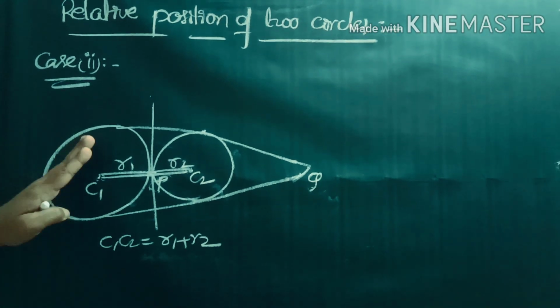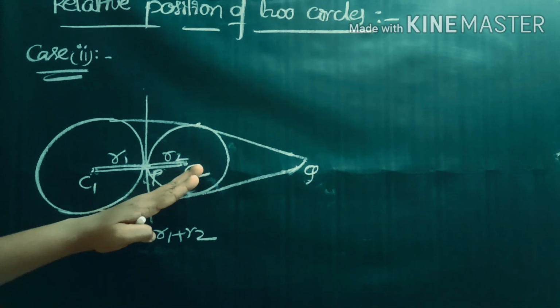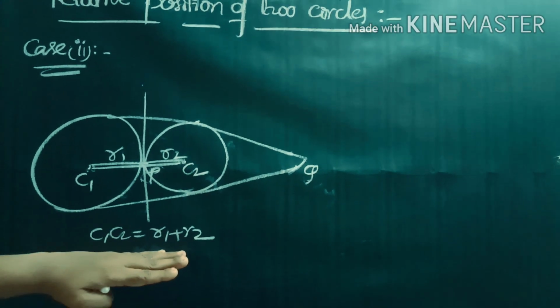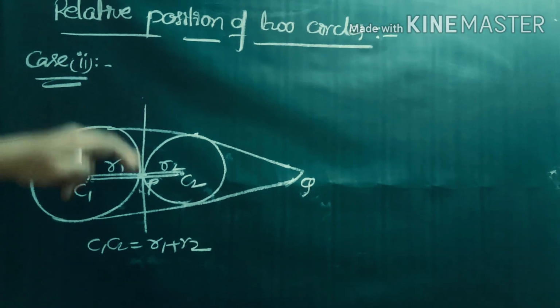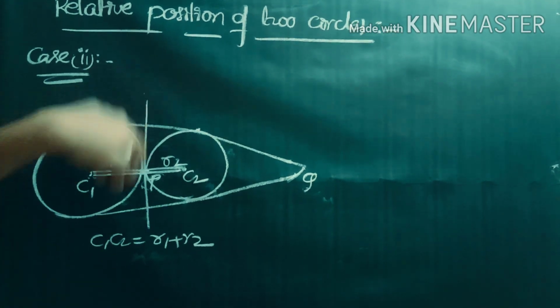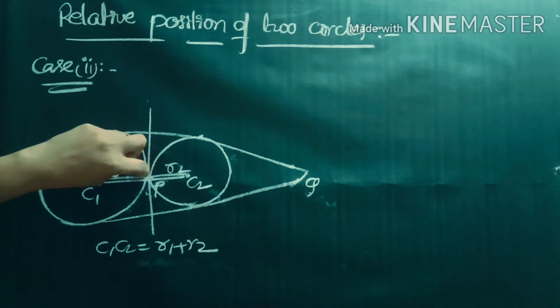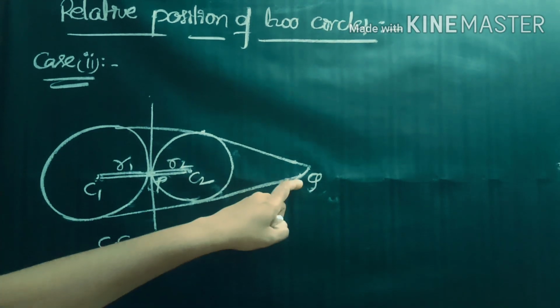Now in this case, if the two circles touch each other externally, then the condition is C1C2 is equal to R1 plus R2, and the number of common tangents is equal to 3. The point of contact P coincides with the internal center of similitude, and this is the external center of similitude.